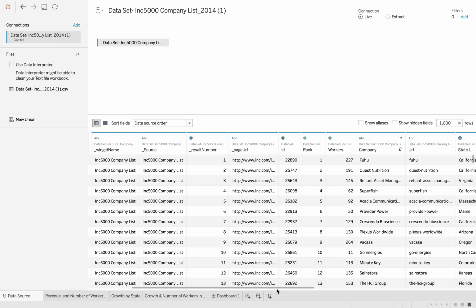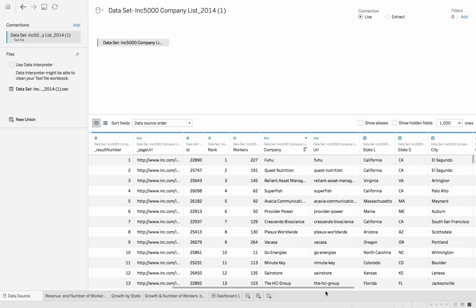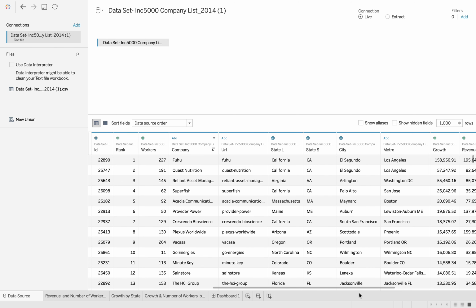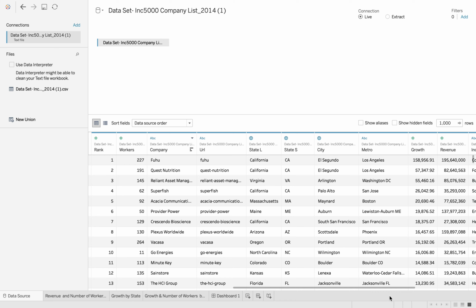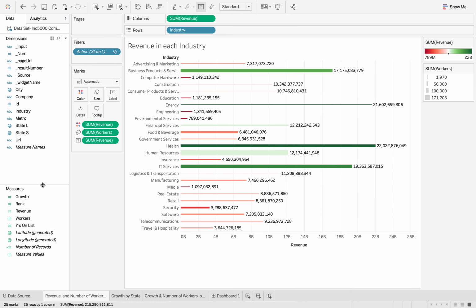The most important would be, first of all, rank, number of workers, obviously the name of the company, the state where it's located, the city, the growth it has, the revenue, the industry, and the years on the list. So once I input the information, analyze it, and understand what you're trying to portray, you start doing the dashboards. The first diagram that I created was the revenue in each industry.